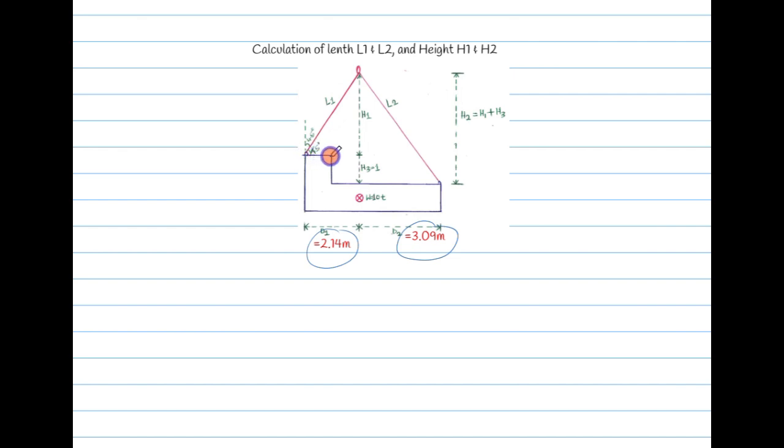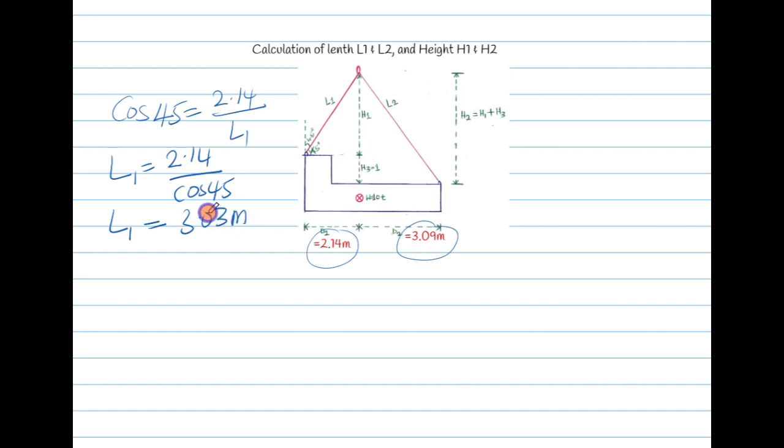Having known the value of D1 and the value of D2, next is to calculate the length L1 using trigonometric ratio. Cos 45 will be equal to 2.14 divided by L1. So L1 is equal to 2.14 divided by cos 45. L1 will be equal to 3.03 meter.